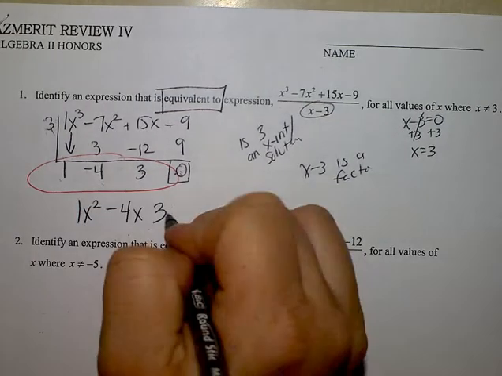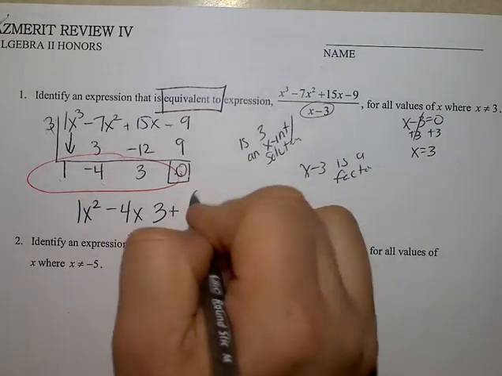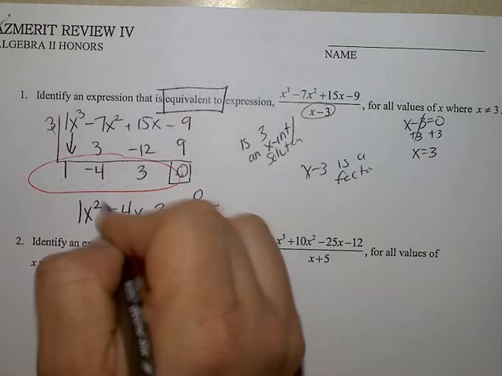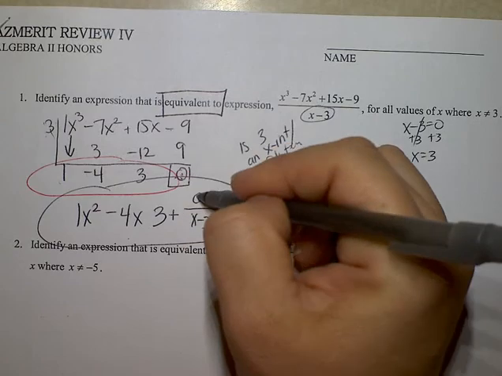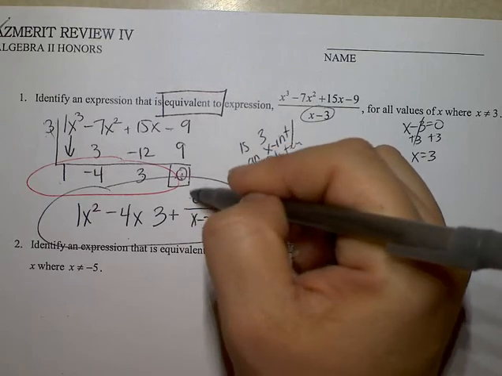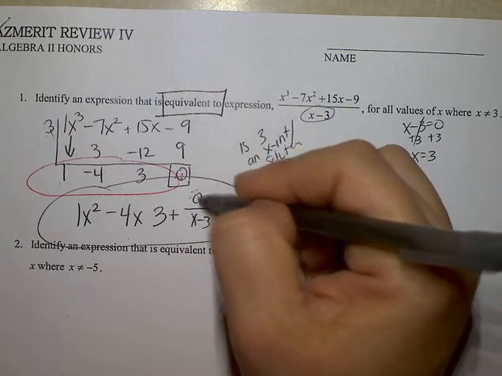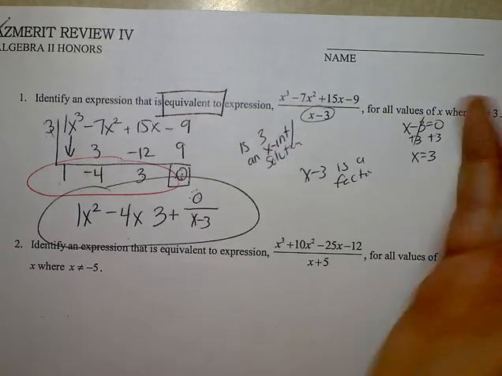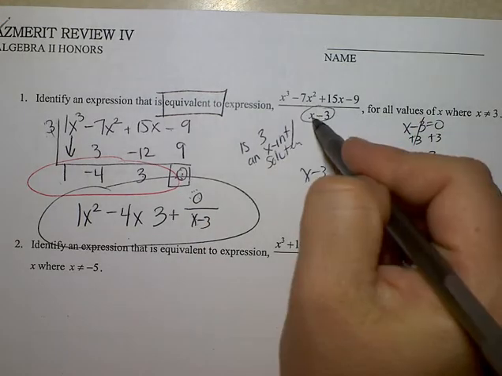Now, you are more than welcome to write plus 0 over x minus 3. But whenever this is a 0, you don't have to attach this on, because what is 0 divided by anything? 0, so it cancels out. But it's always over the denominator. Okay, go on to number 2.